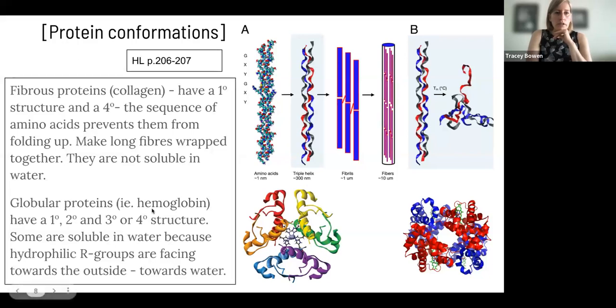Globular proteins, i.e. hemoglobin, have a primary, secondary, tertiary, and quaternary structure. Some are soluble in water because the hydrophilic R groups are facing towards the outside, so towards water. And actually, just to go back a little bit about collagen, there are 3 amino acids in a collagen strand. And one of those amino acids, because of its R groups, prevents it from making the alpha helix. One of the other ones has a specific R group that slots together. And that allows them to line up the way that they have.